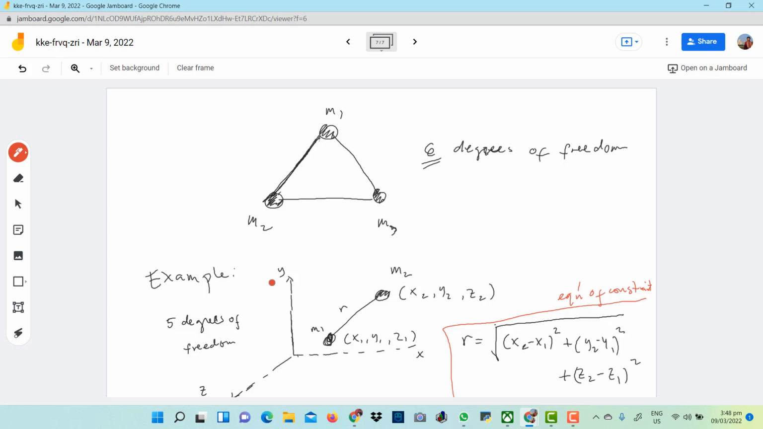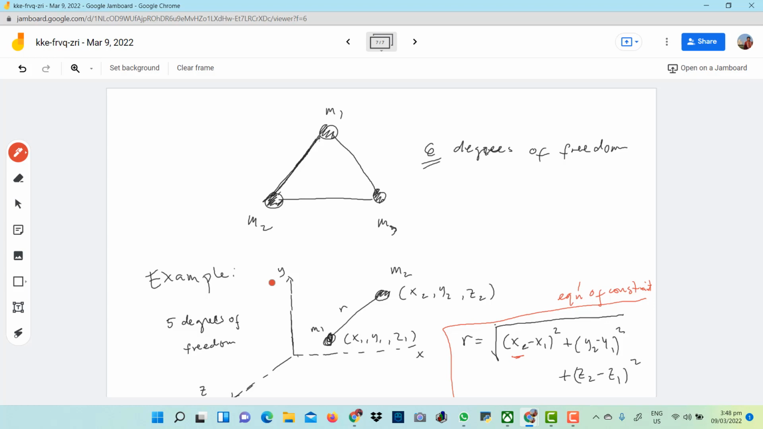R is equal to the square root of (x2 minus x1) squared plus (y2 minus y1) squared plus (z2 minus z1) squared. Okay? So, as you can see, there are 5 degrees of freedom. Why 5 degrees of freedom? Because of this. Say, when your x1 is given, y2 is given, y1 is given, z2 is given, z1 is given, x2 is a dependent variable because you can solve for x2 using this equation here. Right? So you should only have 5 independent variables.